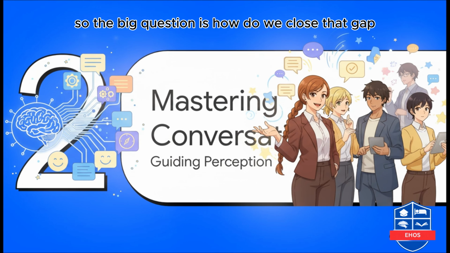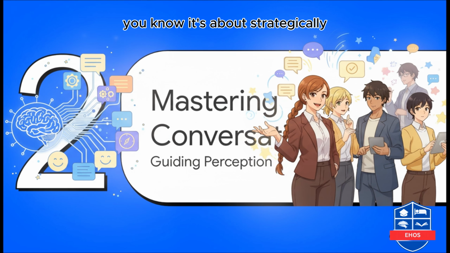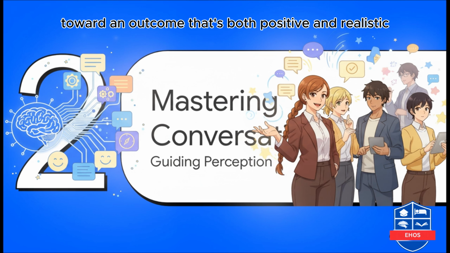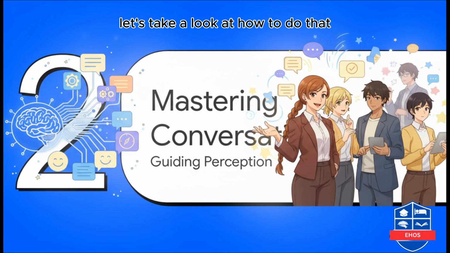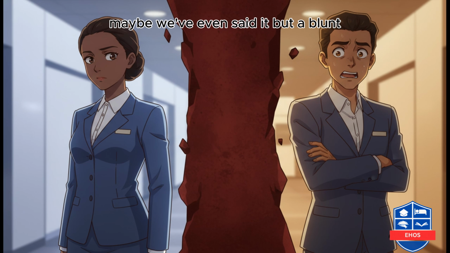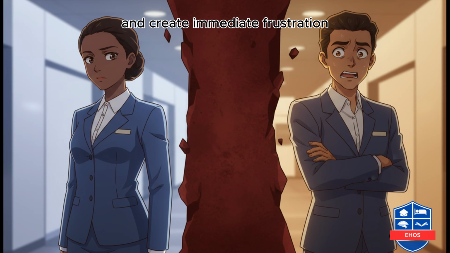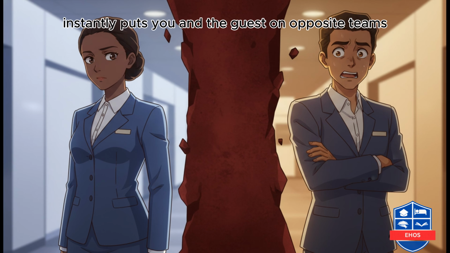So, the big question is, how do we close that gap? Well, it all starts with mastering the conversation. And this isn't just about talking. It's about strategically guiding the guest's perception toward an outcome that's both positive and realistic. Let's take a look at how to do that. We've all heard this. And if we're being honest, maybe we've even said it. But a blunt no is pretty much the fastest way to kill a conversation and create immediate frustration. It focuses only on the restriction, not on any possibility. And it instantly puts you and the guest on opposite teams.